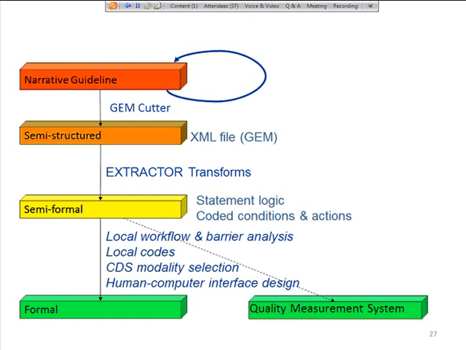The other thing that we can do, moving from this semi-formal stage where we have if-then coded conditions and actions, is to move to quality measurement systems. And this is something that Jeremy has been particularly interested in. Is it possible to automate or at least facilitate the process of moving from this semi-formal stage where we have a gemified file expressed in statement logic and move it into a file that uses a different system to encode performance and other quality measures?